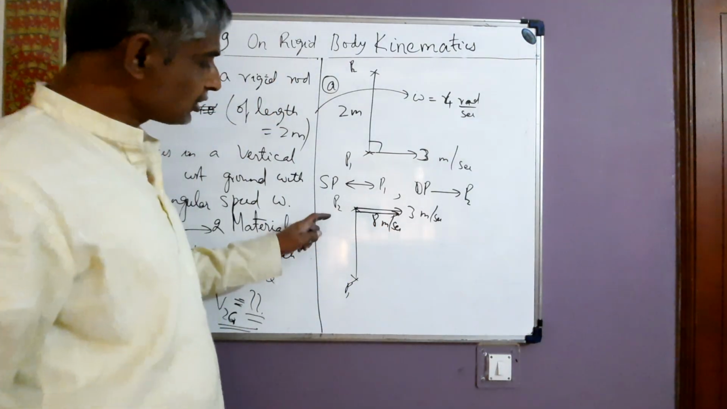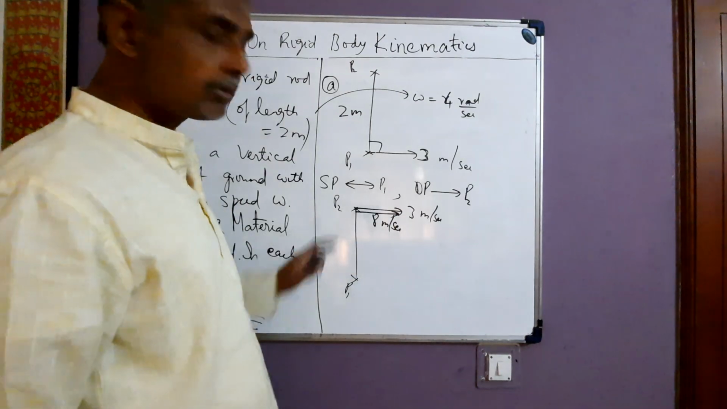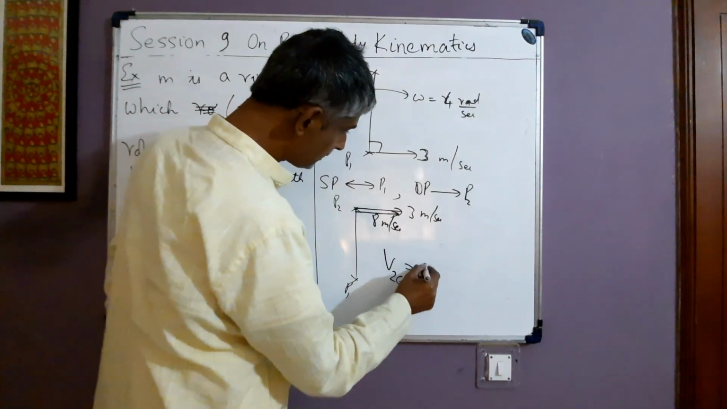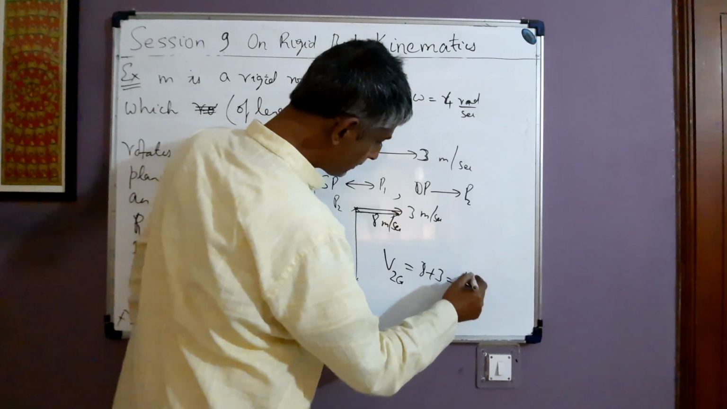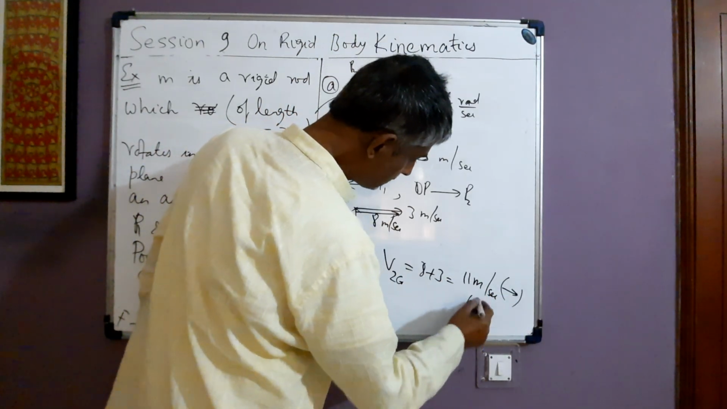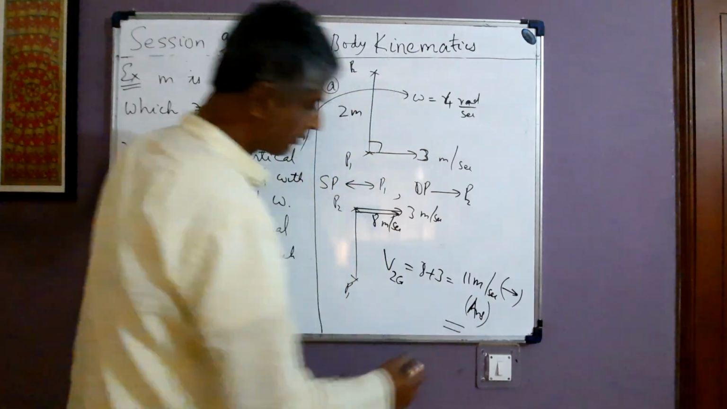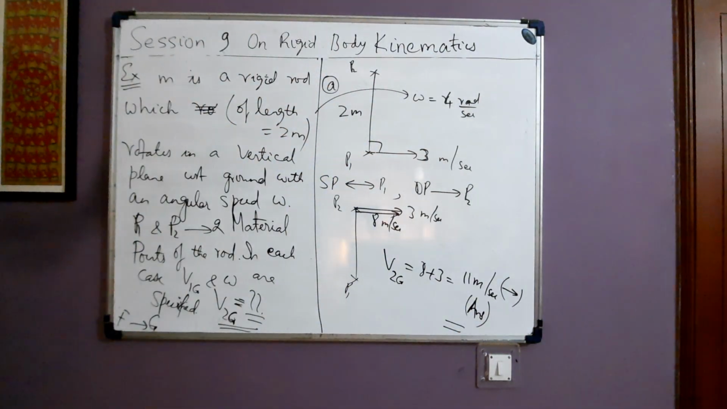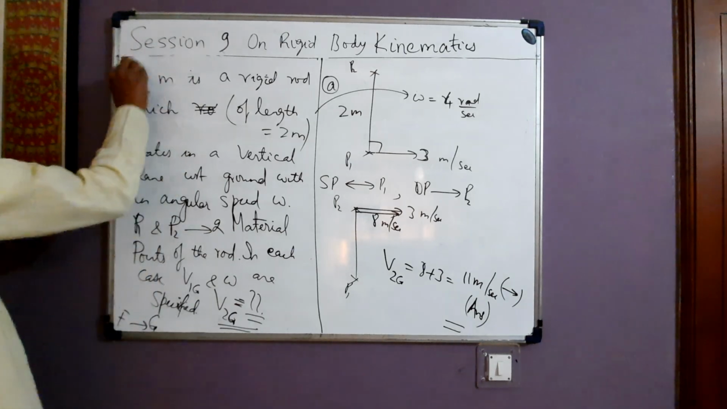Now third step, combination. We have to vectorially add these two to get the velocity of P2 with respect to ground. So V2G becomes 8 plus 3. It becomes 11 meter per second in rightward direction. This is therefore the required answer. Okay, fine. Clear? This I'll rub now.